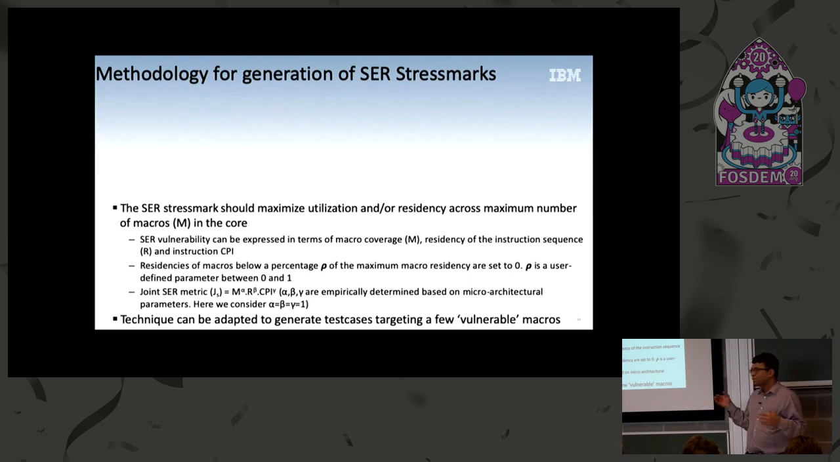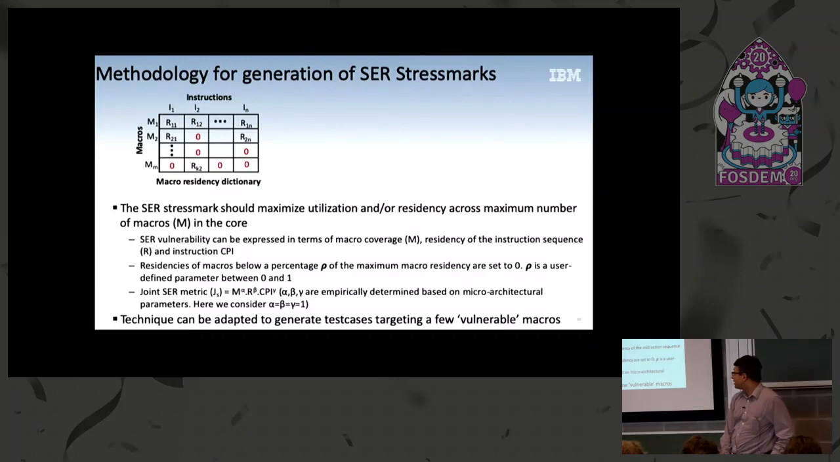So we have two metrics, the latch residency and what we term as macro coverage, which we need to maximize. We use a kind of greedy algorithm by which we select each macro depending on the residency, as I will show here. We have assumed that on the vertical axis we have the macros, and we have every instruction, and the residency corresponding to each of these instructions. So for example, R11 would be the residency of macro 1 when instruction 1 is run. R12 is the residency of macro 1 when instruction 2 is run, and so on. And here we want to focus on the most vulnerable macros.